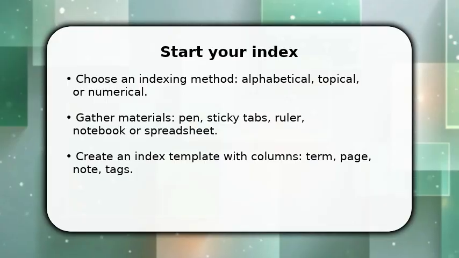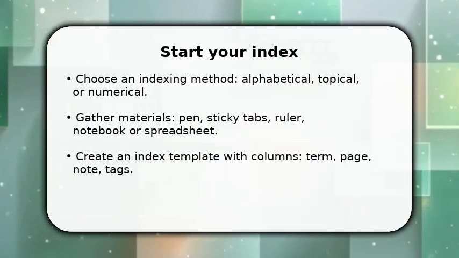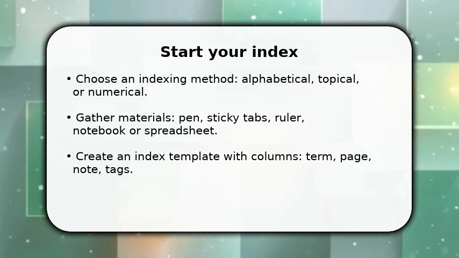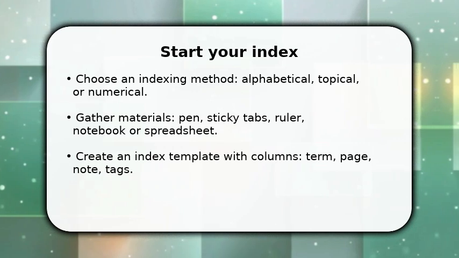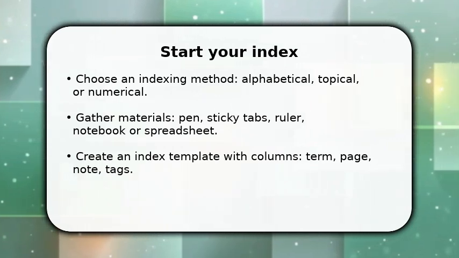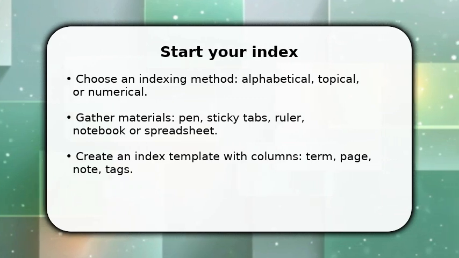Enjoy the video. You start by locking down a method: alphabetical if you want lookup speed, topical for themes, numerical for chronology. Once decided, gather a pen, tabs, ruler, and either a notebook or a simple spreadsheet.